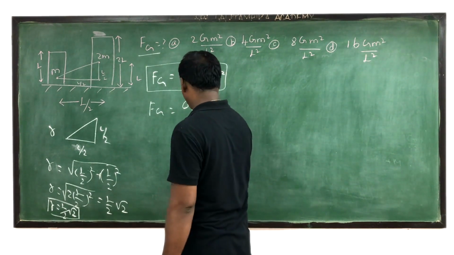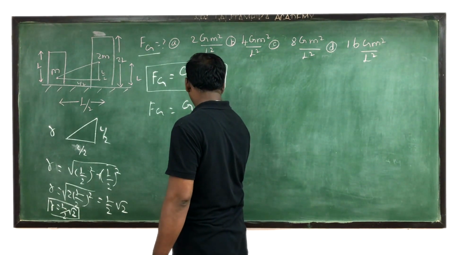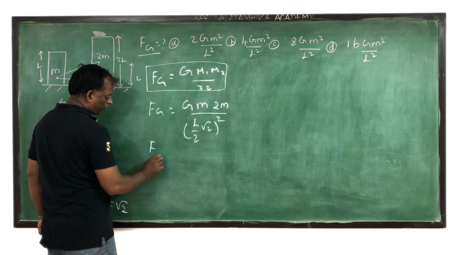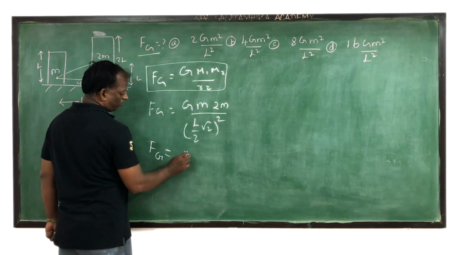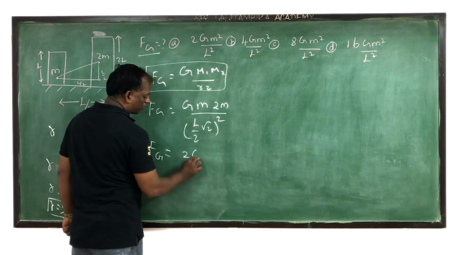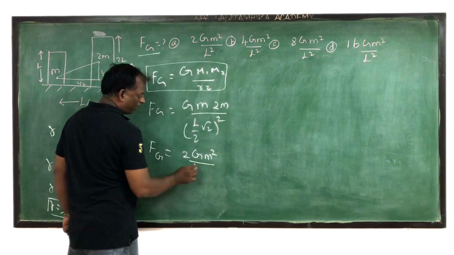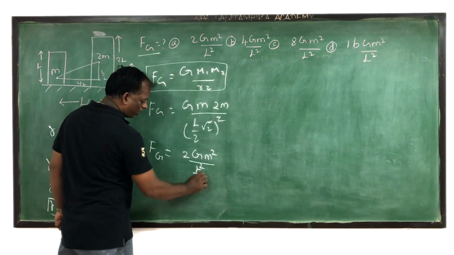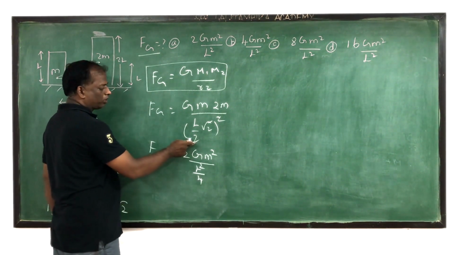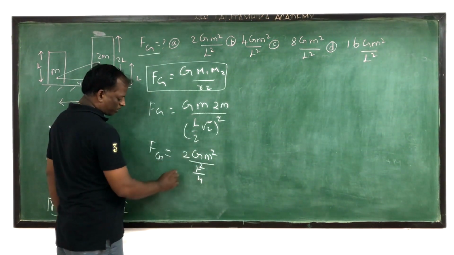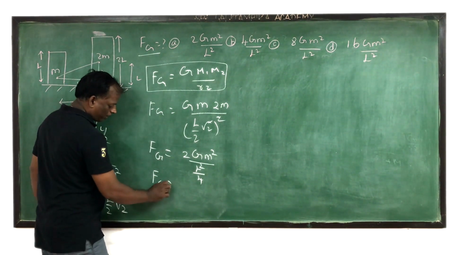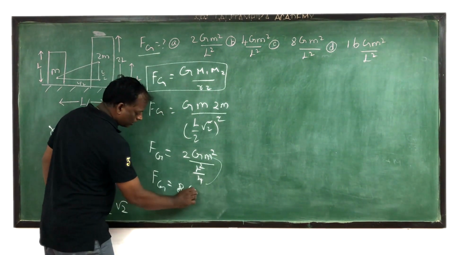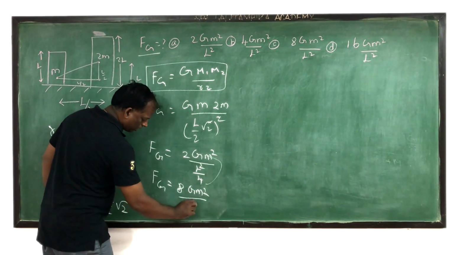What is R square? R square is equal to L/2 root 2 the whole square. That is, Fg is equal to 2 times Gm square divided by, so here this square cancels, then L square by 4, because 2 into 2 is 4. Now this goes up, so Fg is equal to 8Gm square by L square.